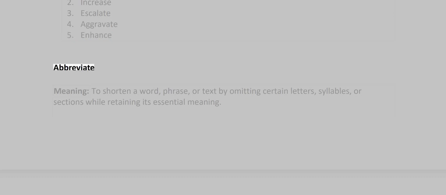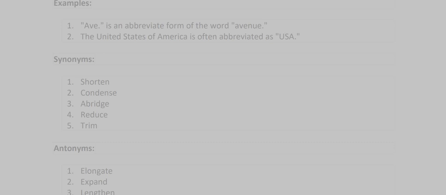Abbreviate. Meaning, to shorten a word, phrase, or text by omitting certain letters, syllables, or sections while retaining its essential meaning. Examples. 1. Ave is an abbreviated form of the word avenue. 2. The United States of America is often abbreviated as USA.